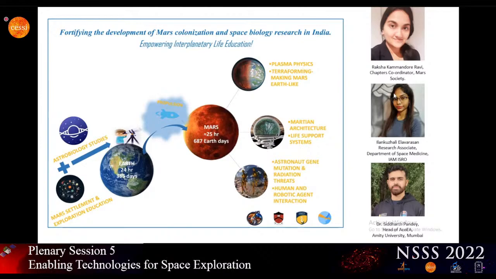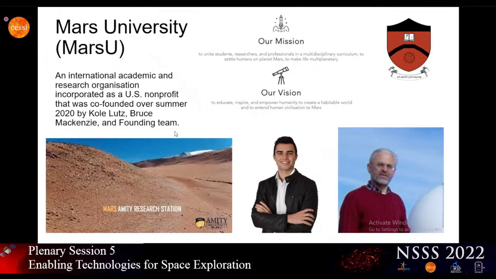These are some of the co-authors of this project. This is now being done in collaboration with a university called Mars University, which is an international academic research organization based in the US. These are the founding members of Mars University, who are also the pioneers of Mars research. Their mission and vision is to encourage students to adopt a multidisciplinary approach, not just to get to planets or to technologically design space exploration systems, but also to understand holistically how everything would work out in the future in a more rational way.